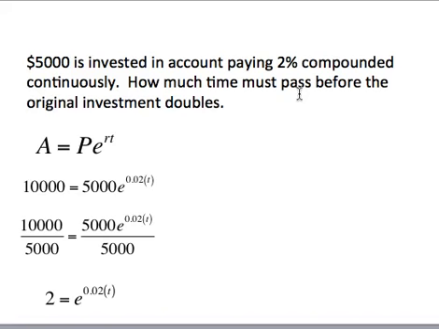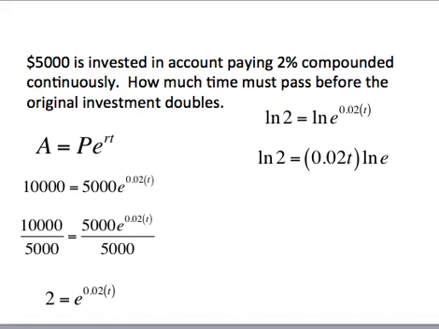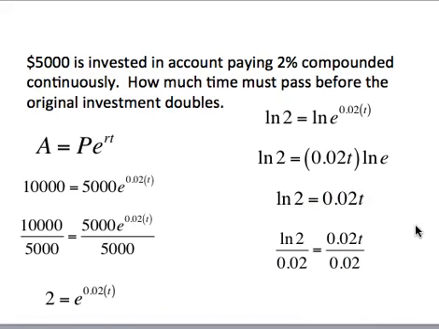To solve for t, we're going to have to take the natural logarithm of both sides. So natural log 2 equals natural log e to the 0.02t. 0.02t can come down in front, so natural log 2 is 0.02t times the natural log of e. Natural log of e is 1. So we get natural log 2 is 0.02t, divide by 0.02, and we get t is natural log 2 divided by 0.02, which is the best you could do without a calculator. With a calculator, you can get approximately 34.7 years, is how long it would take for the original investment to double in that case.